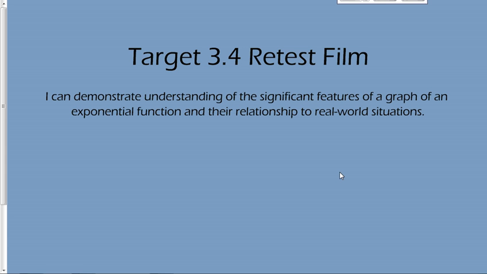You are watching the Target 3.4 retest film. In this one, we're going to look at the significant features of a graph of an exponential function and some of the relationships that you can draw between them.